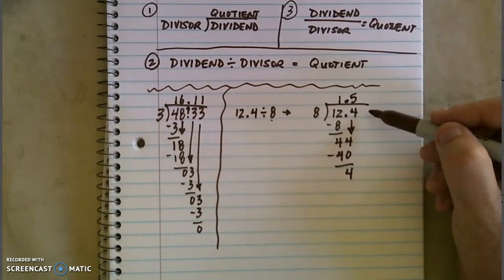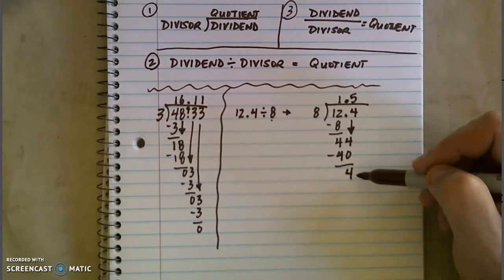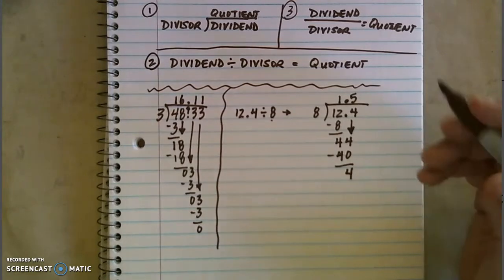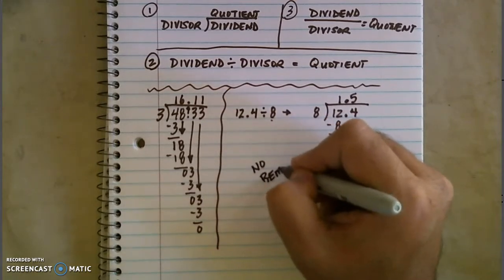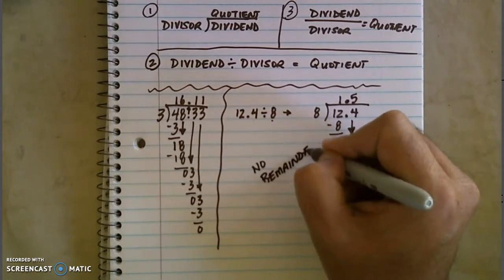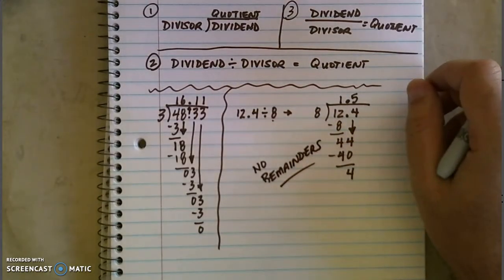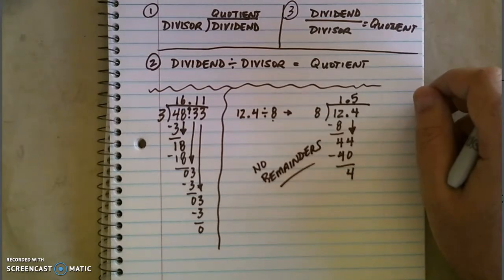I don't have any more numbers to bring down, but I don't have a 0. Now, in whole numbers, this wasn't really a big deal. We would just say I would have a remainder of 4. Now that we're moving into decimals, we really can't have remainders anymore. It doesn't fit with our decimal answer. It just wouldn't look right to say I'd have 1 and 5/10 with a remainder of 4. Well, that doesn't make a whole lot of sense.